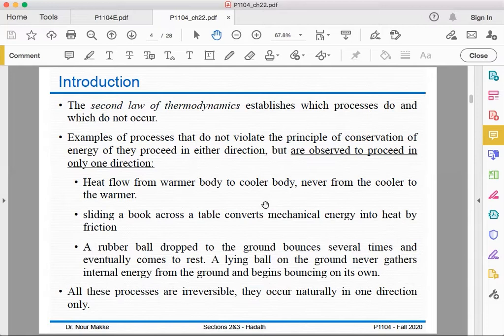For example, sliding a book across a table always converts mechanical energy into heat by friction, and we have seen that. Whenever you have an object on a given surface which is not smooth, you have friction, and you always have a loss in mechanical energy, which transforms into thermal energy because of the friction. Also, for example, if you have a rubber ball dropped to the ground, it bounces several times and eventually comes to rest. But actually, a ball lying on the ground never gathers internal energy from the ground and begins bouncing on its own. So there are a lot of observations.